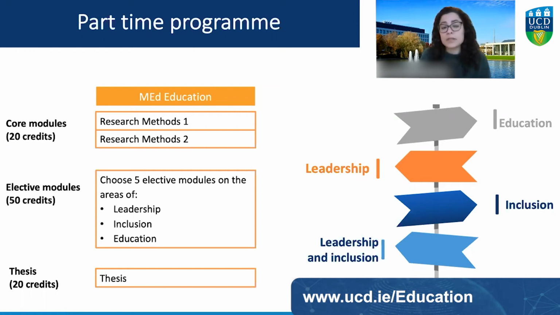So you have to undertake the 2 core modules, and that's Research Methods 1 and Research Methods 2. You have to choose 5 elective modules on areas of leadership, inclusion, and education, and you have to complete a thesis. The idea of having these elective modules allows you to specialize in either one of the pathways that we are offering at the school. So it can be either leadership and inclusion, education in general, or inclusion.